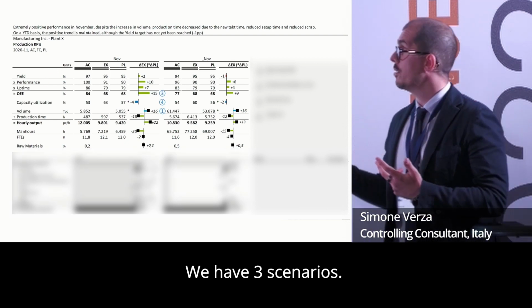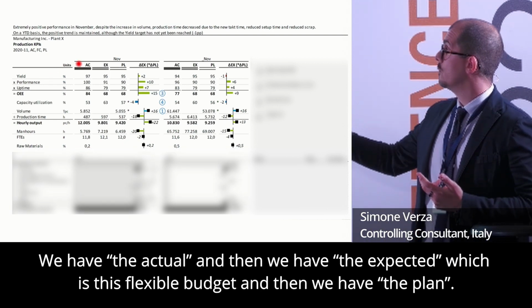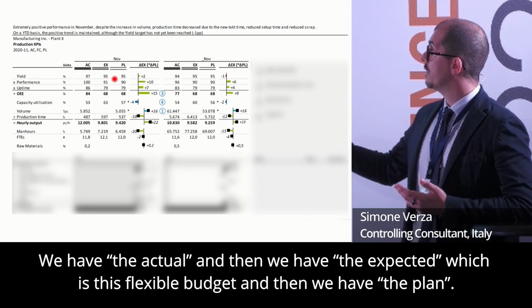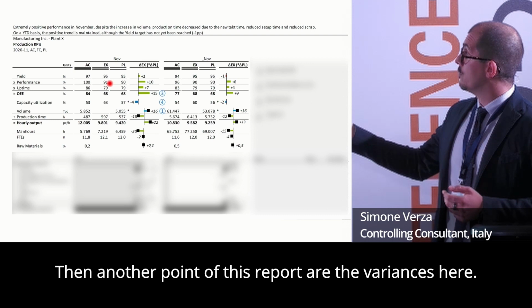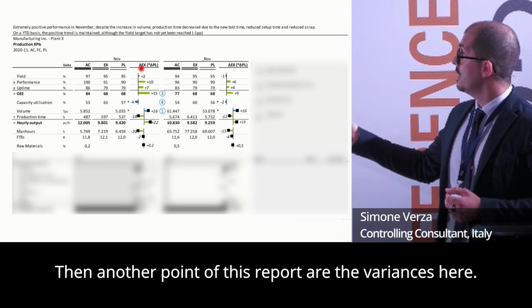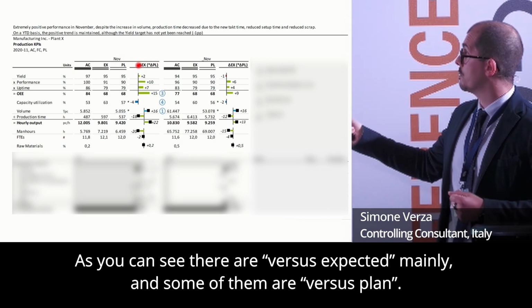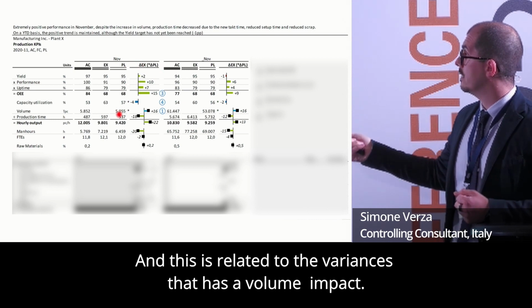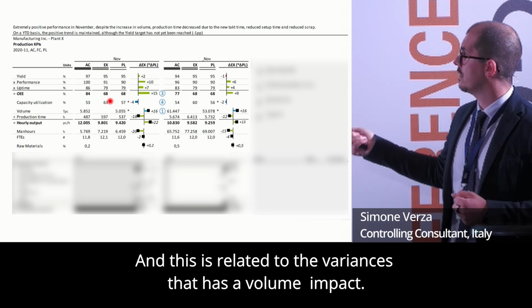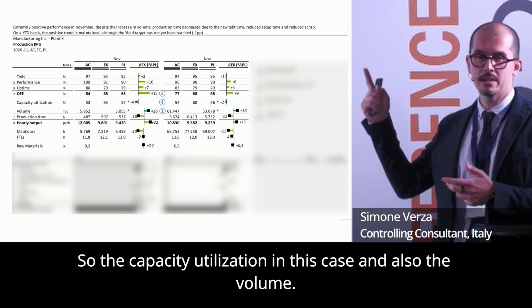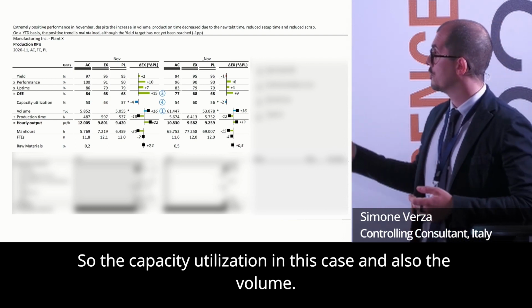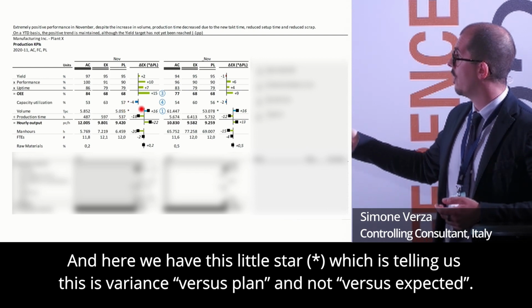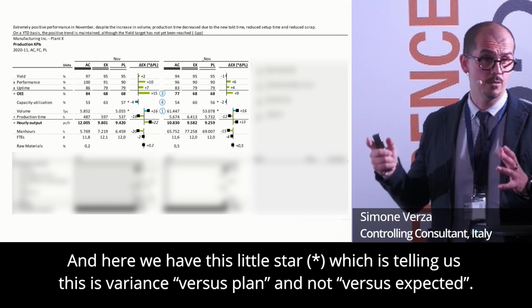We have three scenarios. We have the actual, and then we have the expected, which is this flexible budget, and then we have the plan. Then another point of this report are the variances here. As you can see, they are versus expected mainly, and some of them are versus plan, and this is related to the variances that have a volume impact, so the capacity utilization in this case, and also the volume. And here we have this little star which is telling us this is variance versus plan and not versus expected.